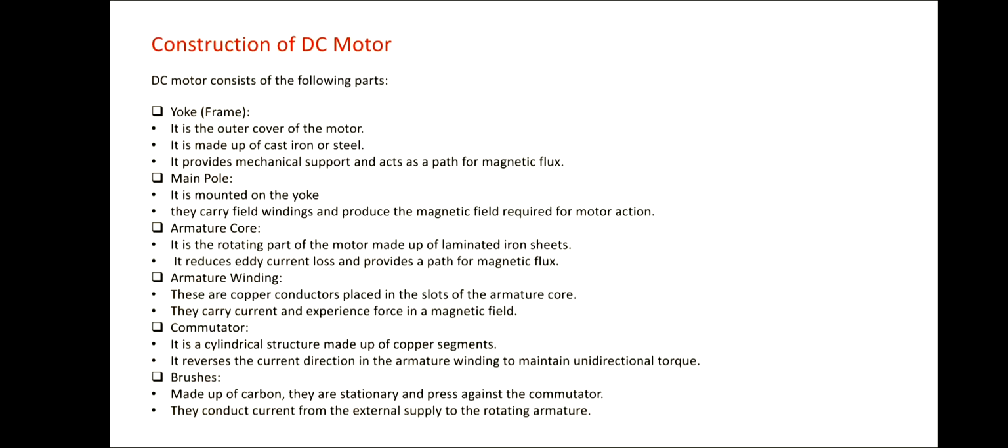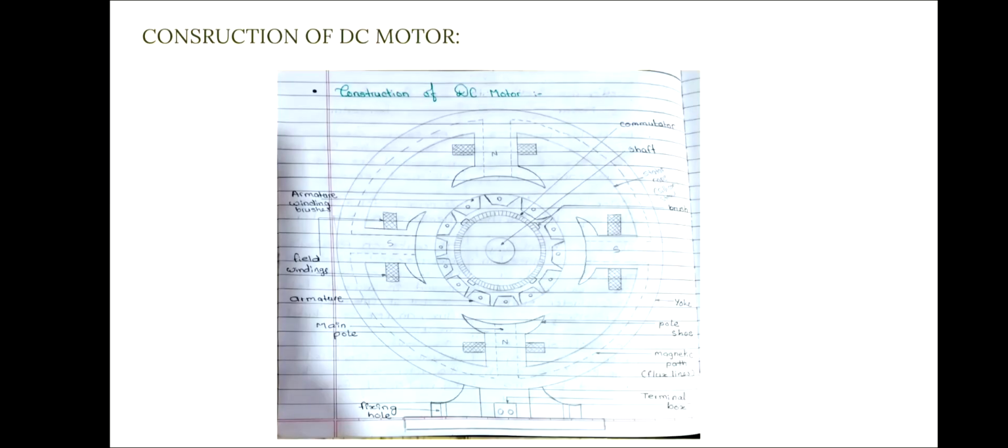Next is the main pole. Main pole is mounted on the yoke. They carry field windings and produce the magnetic field required for the motor action. As you can see here, there are four main poles, that is north and south poles, and they are mounted on the yoke.